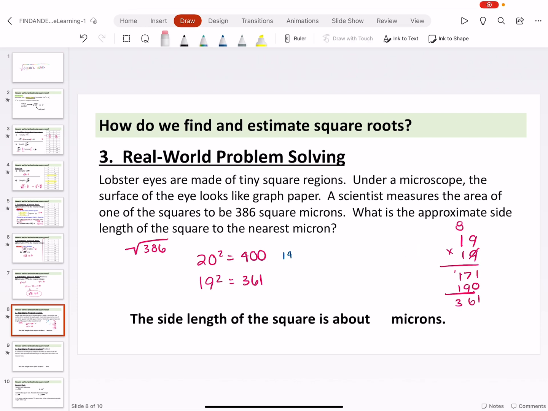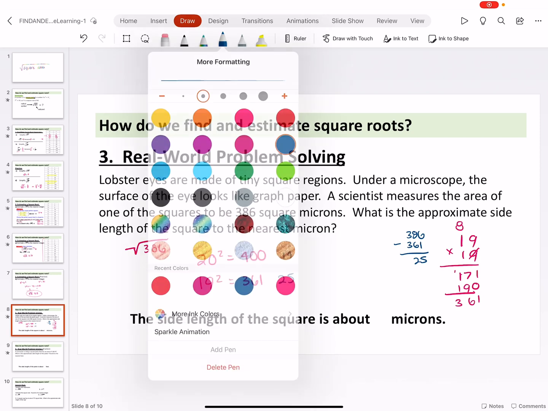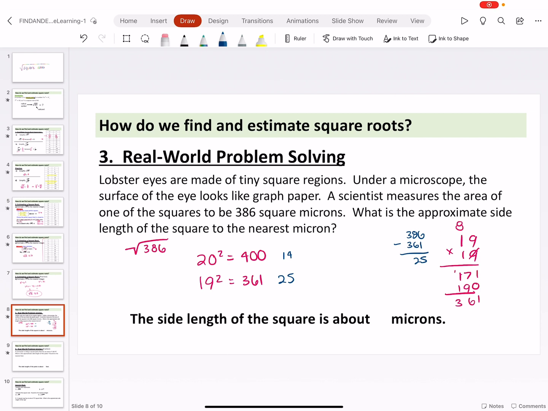And for the next one, we will have 25 spaces difference. Therefore, the approximate side length of the square to the nearest micron will be 20. So it's about 20 microns.